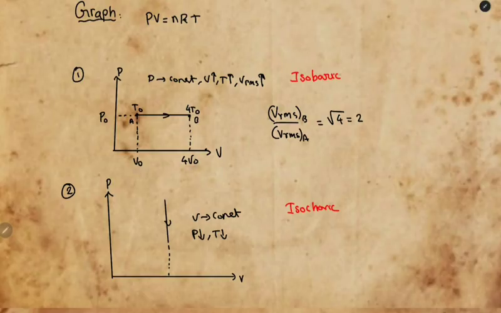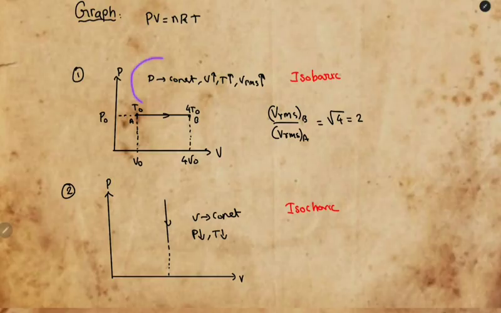So according to PV is equal to nRT, if V0 changes to 4V0, how much will the temperature change? As you can see, here pressure P0 is constant. So when pressure is constant and V changes to 4V0, then T will change to 4T0, right? As simple as it is. So pressure will be constant and volume will increase, temperature will increase, and velocity RMS will also increase.